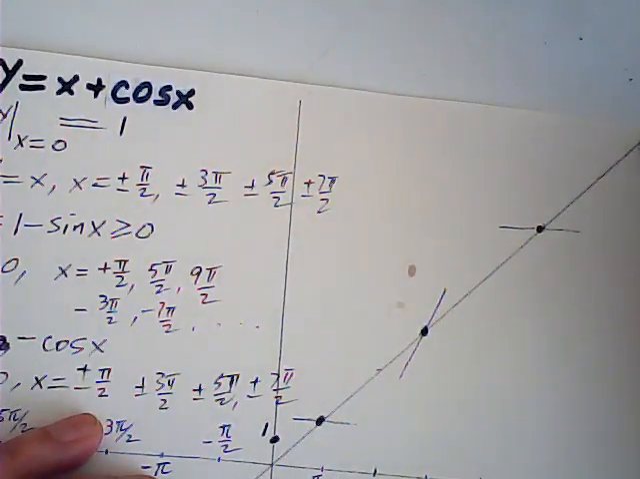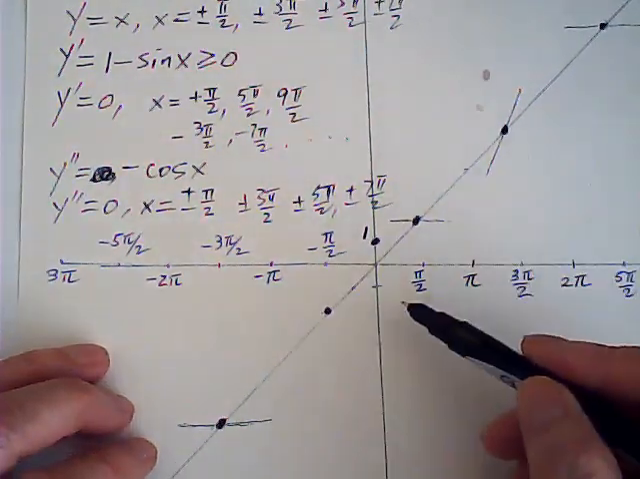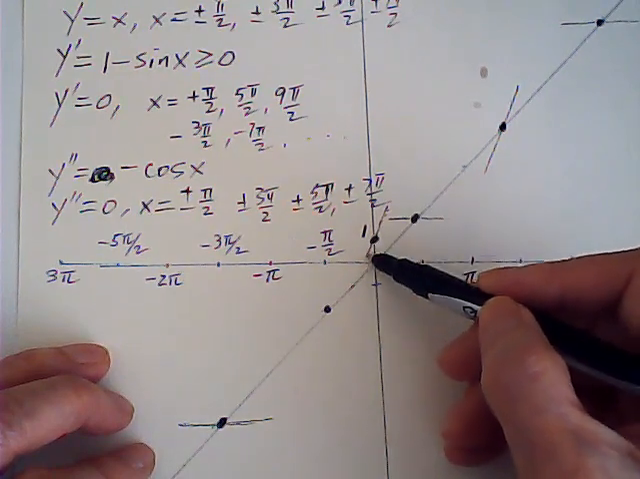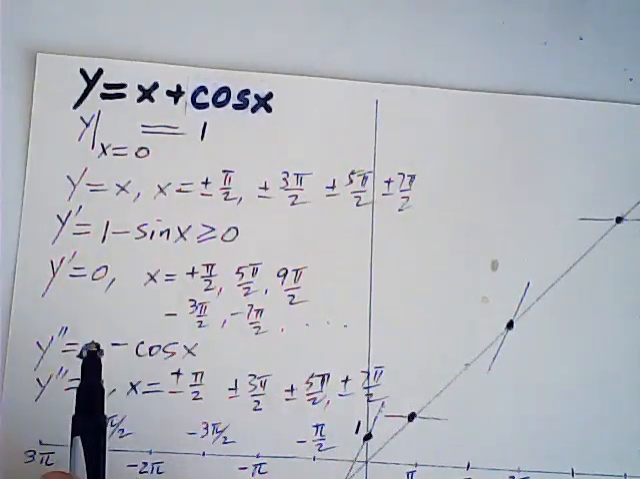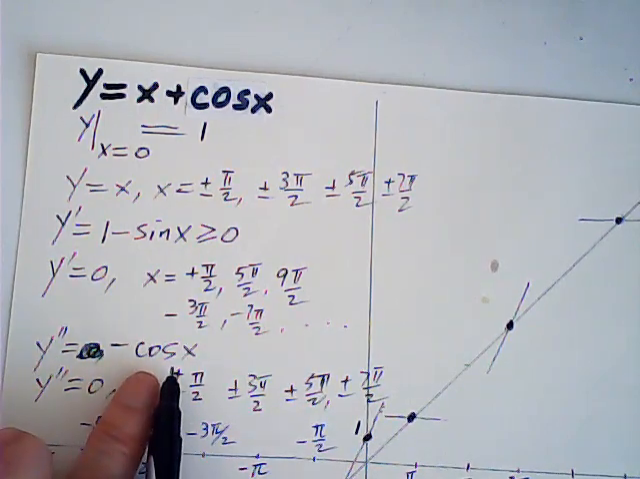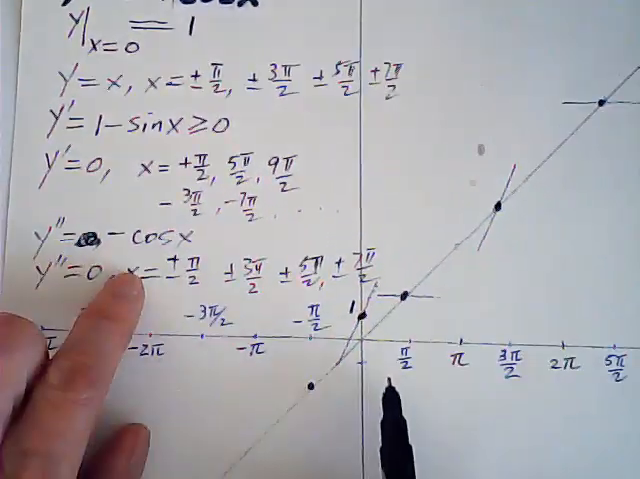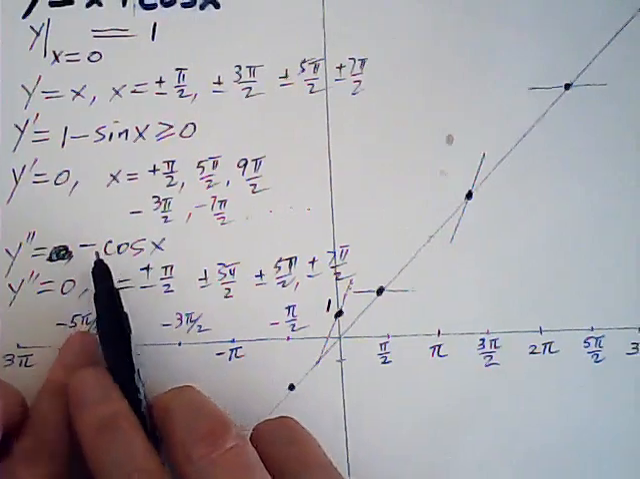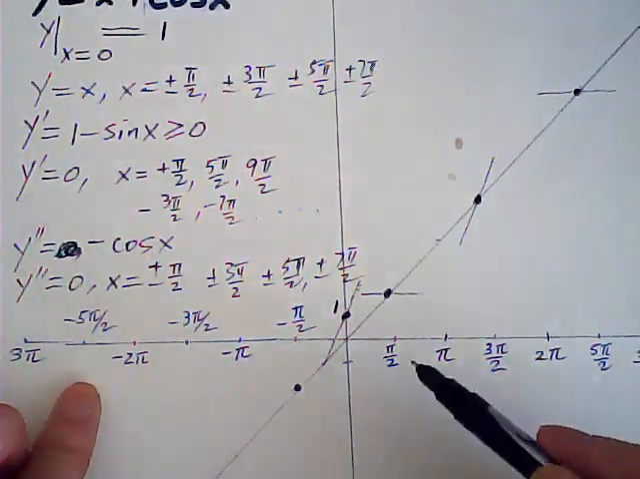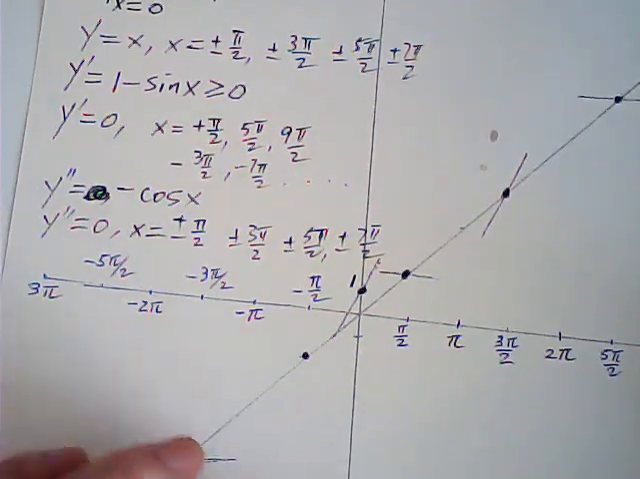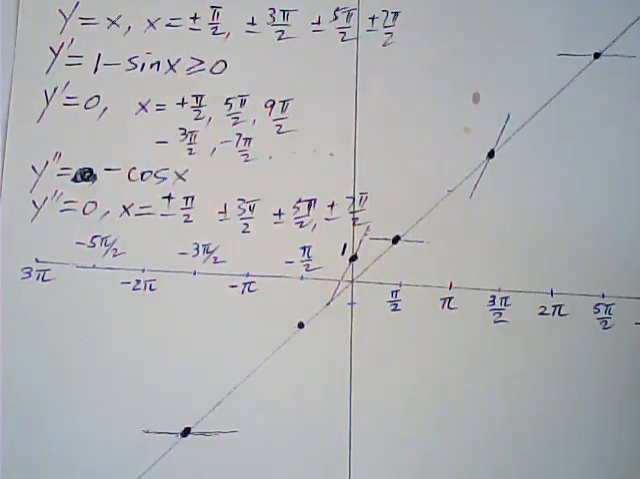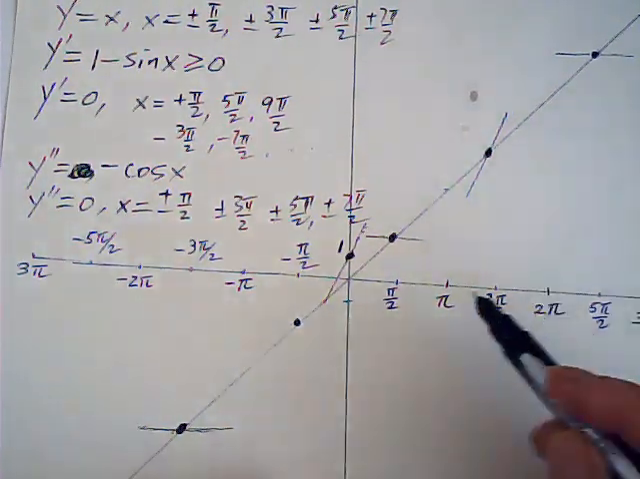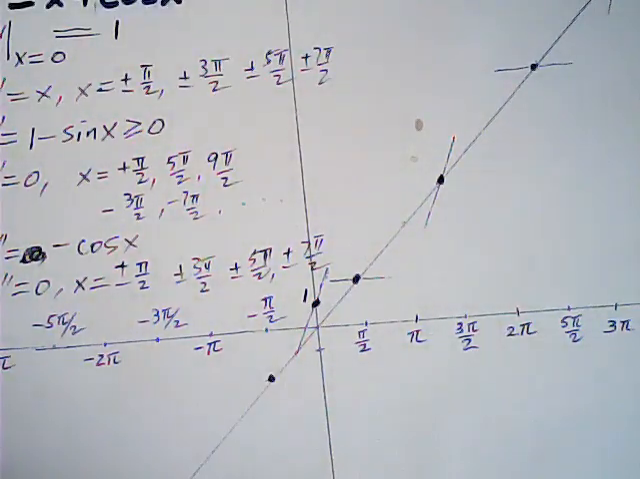And same as this one. Okay, same at 0. When x equals 0, no, the derivative is negative 1. Okay, let's see.